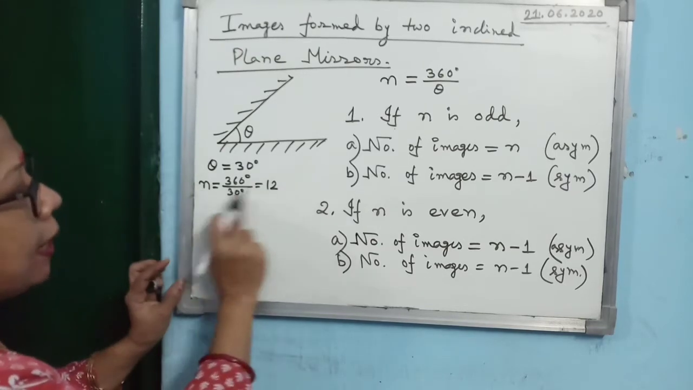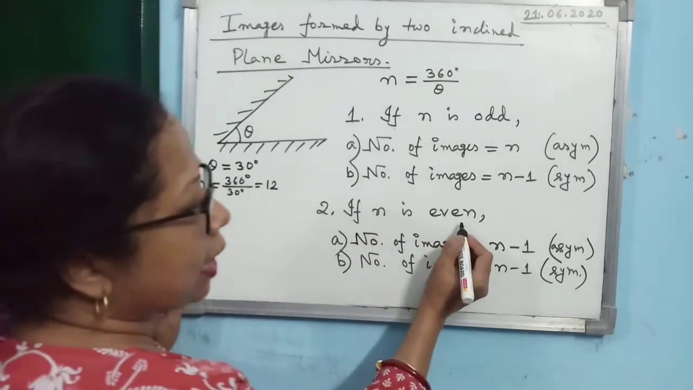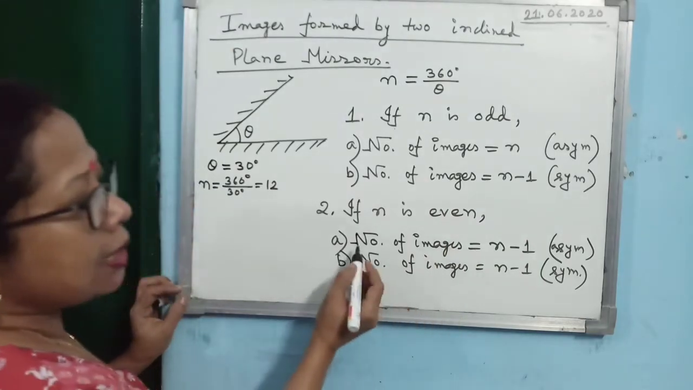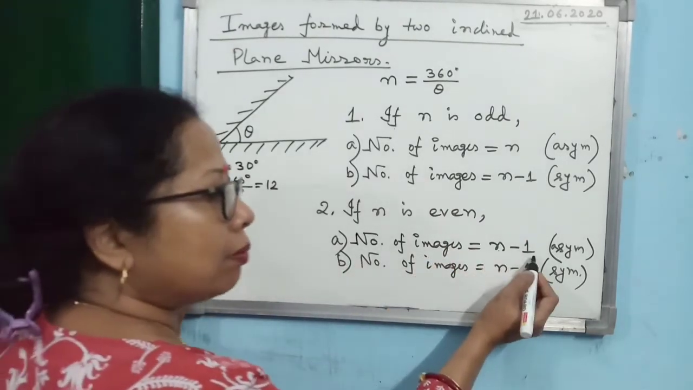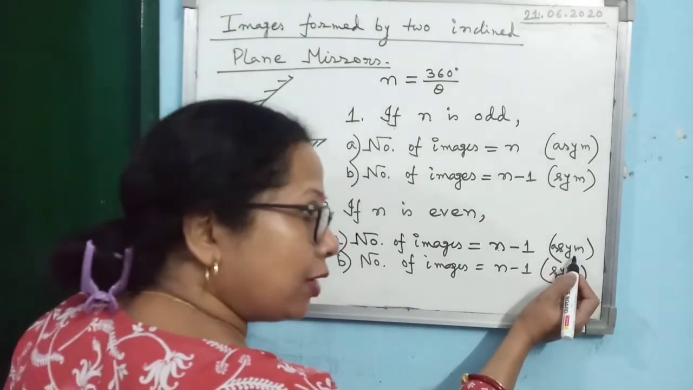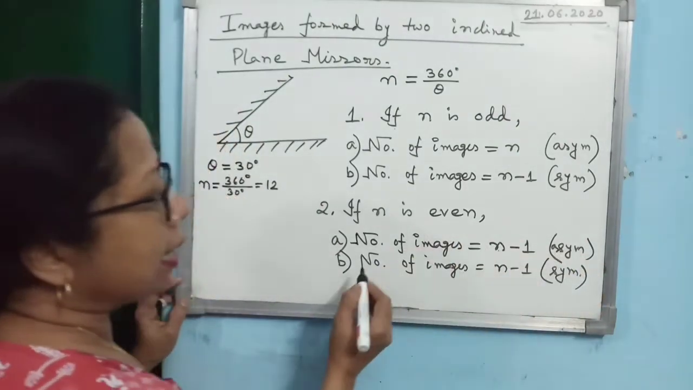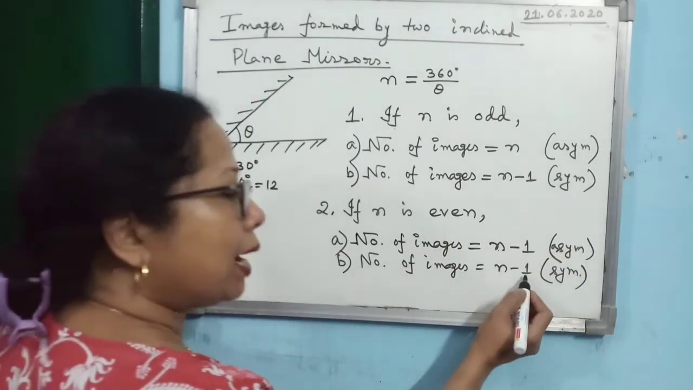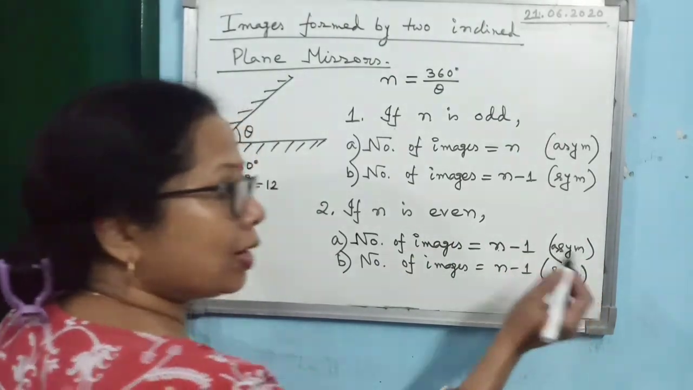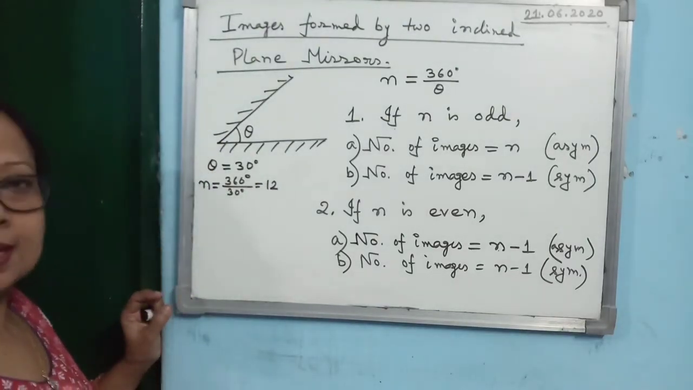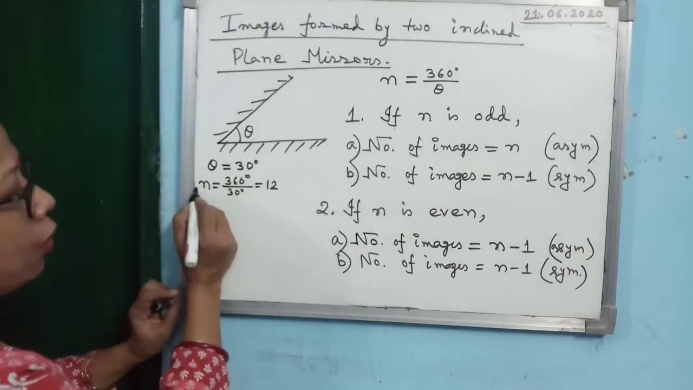So, you see here, if the value of n comes even, then the number of images will be n minus 1 for the asymmetrical setup also, and the number of images will be n minus 1 for the symmetrical setup also. Is that clear what I said?